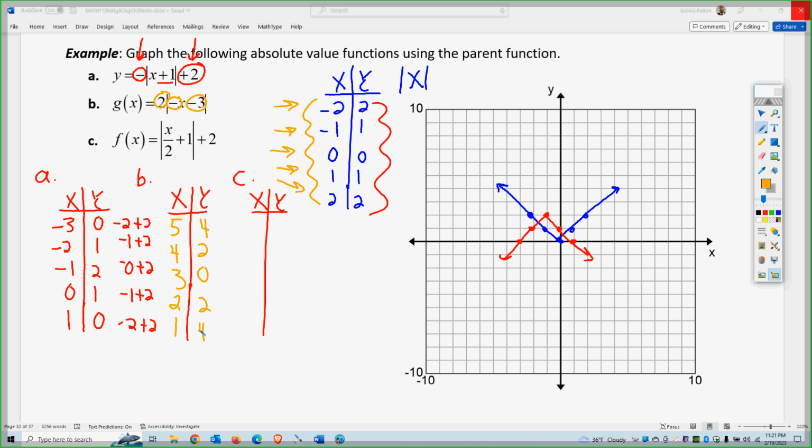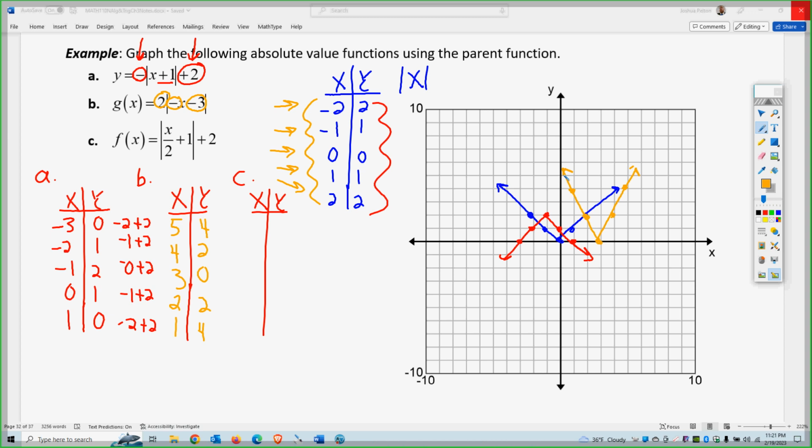So 5, 4; then 4, 2; then 3, 0; then 2, 2; then 1, 4. Okay, so that is our new absolute value V. Essentially what happened there is I translated 3 to the right, I did a reflection over the y-axis, and I scaled up by 2, so it's steeper, obviously.